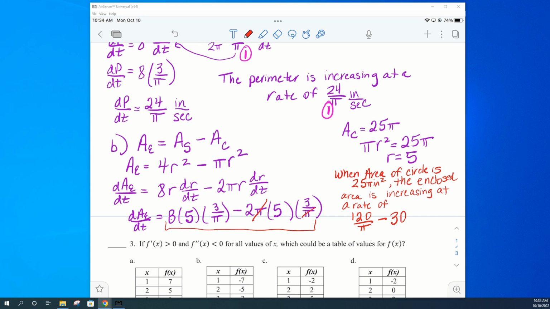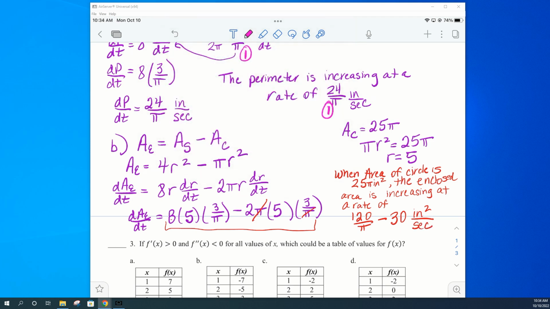Again, you don't have to do that. Simplifying, you can get a common denominator. I would just leave it that way. And then what would be the units? I'm talking about an area, so it's going to be inches squared per second.